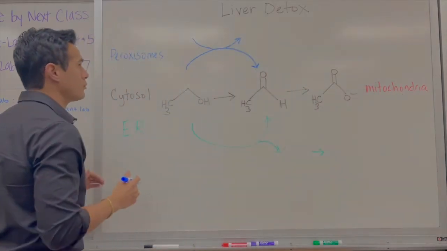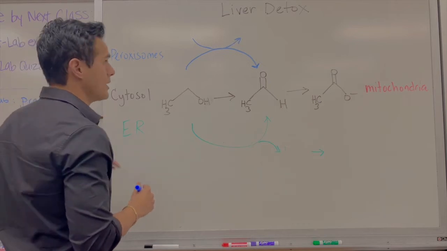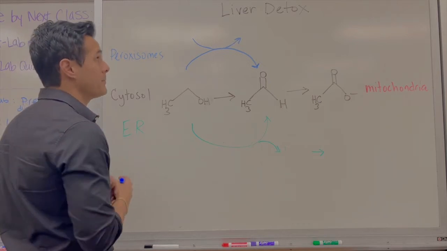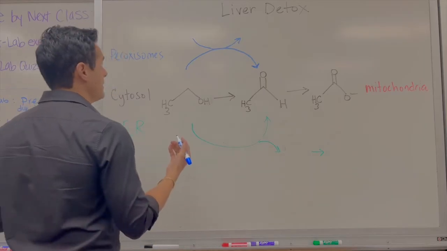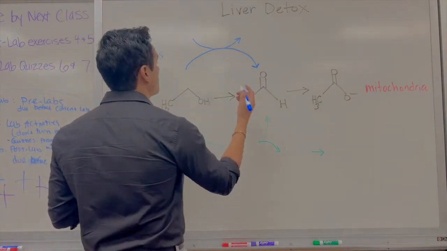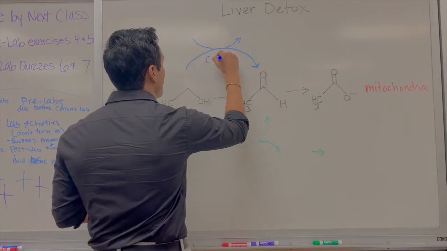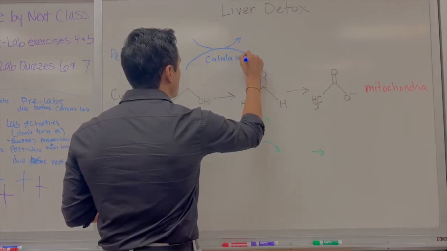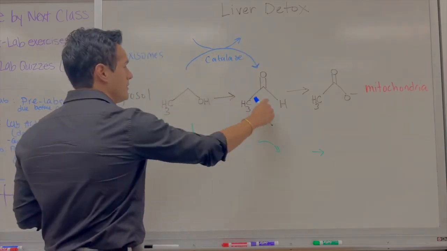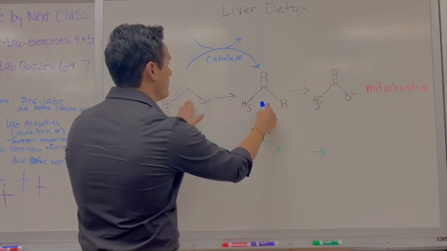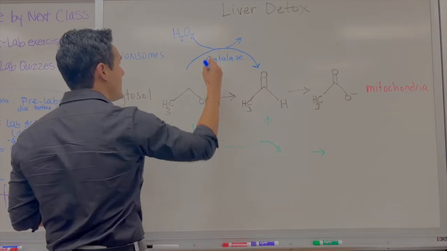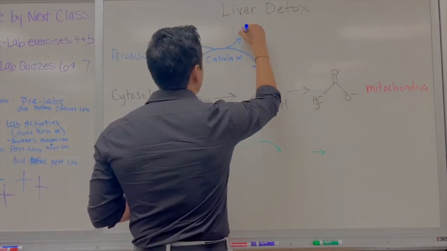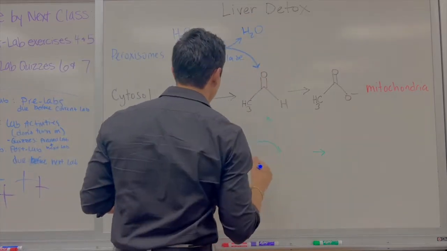But let's look at the role that the peroxisomes as well as the smooth ER play in detoxing the liver. I've already mentioned the enzyme here that's going to be found within the peroxisomes. It's known as catalase. So catalase, what it does, we're still using this reaction here to convert. However, we're also using hydrogen peroxide, and as a result, we get the production of water.